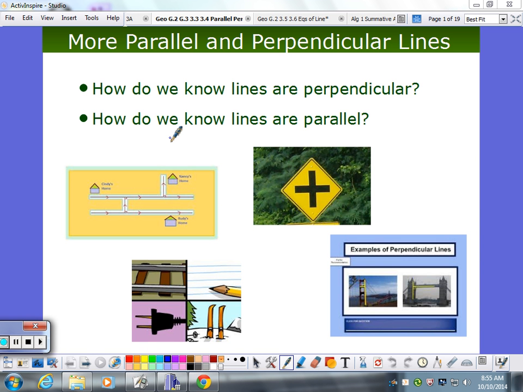So we're working more with our parallel and perpendicular lines. And now the question is, how do we know lines are perpendicular and how do we know they're parallel? A lot of this is review, but we're looking at it from a slightly different perspective of how do we deductively show the lines are perpendicular and deductively show they're parallel. I got my little pictures up here.